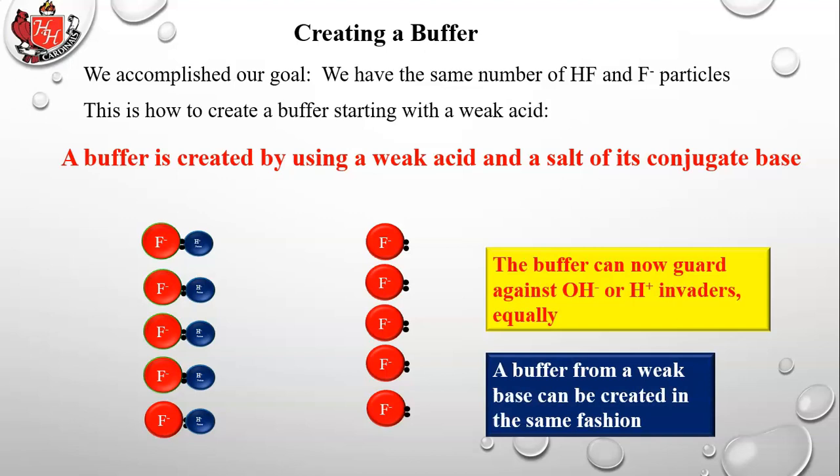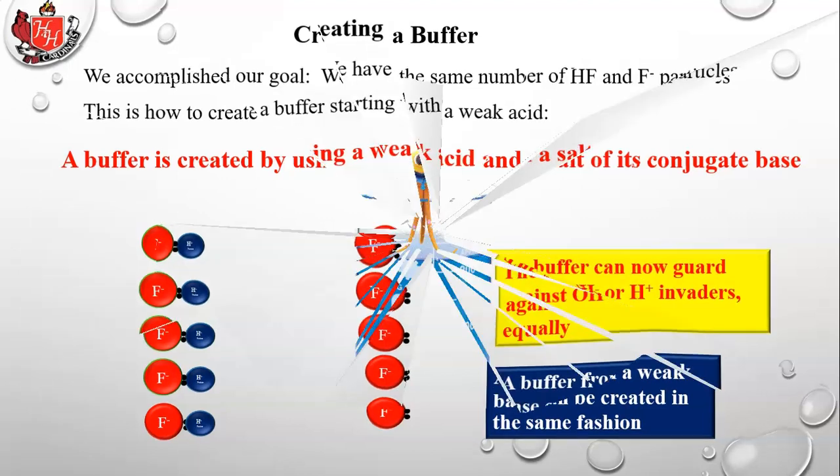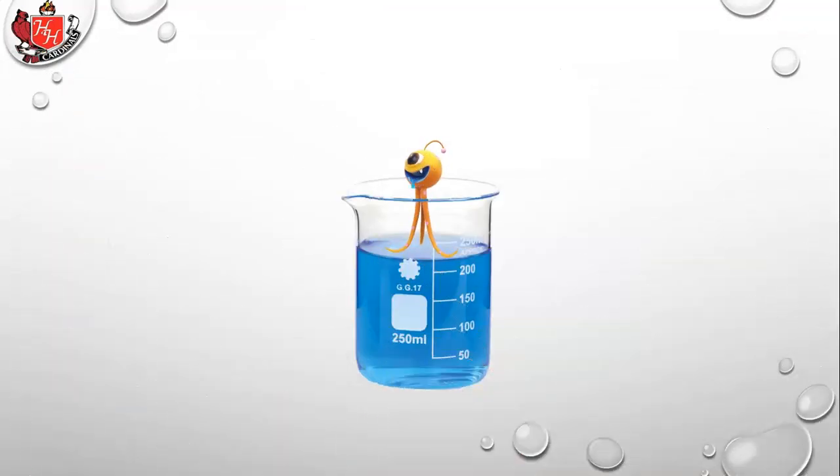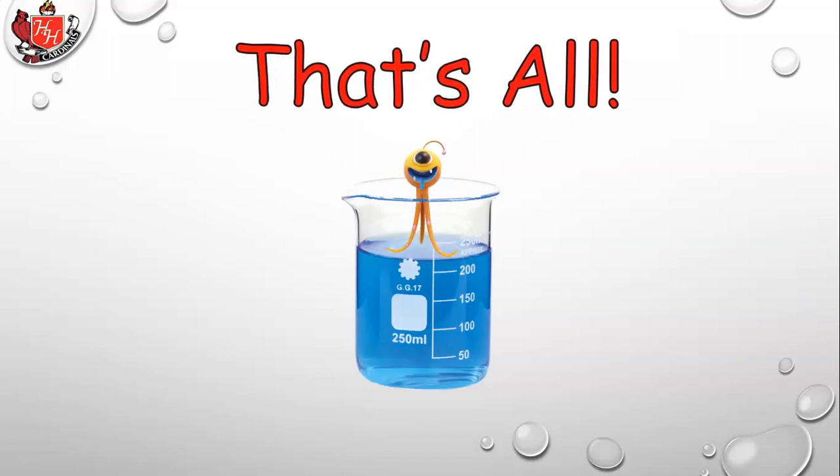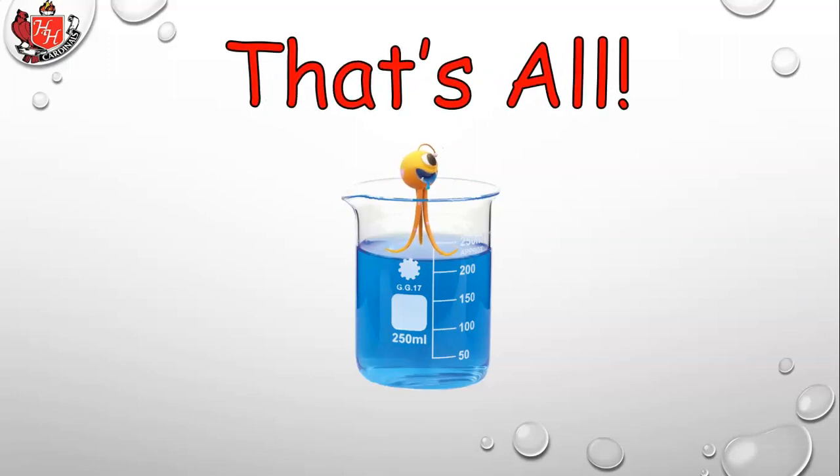A buffer from a weak base can also be created in the same fashion, but we just did this one example of creating a buffer from a weak acid. So that takes care of this lesson. That's the first step in how you create a buffer: how do you get equal numbers of an acid and base in the solution so that you can protect against both an invading acid and an invading base. We'll learn the other steps in the next lessons.